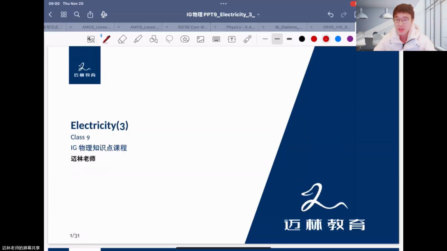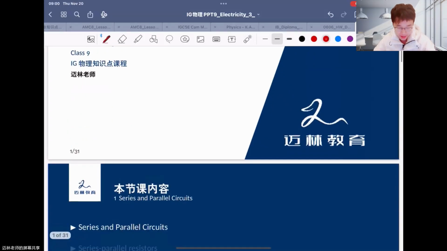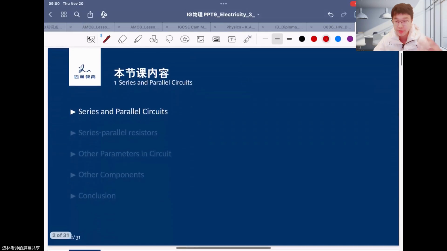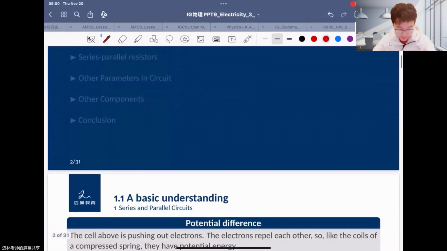Okay, hello everyone. Today our topic is about electricity 3, okay? And the first part we are learning about series and parallel circuits, okay? So let's move on to this part, and we are discussing two different ways of connecting.